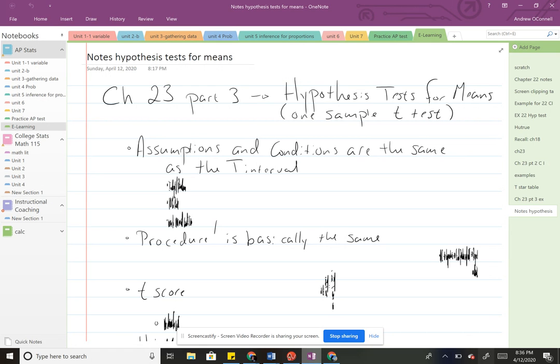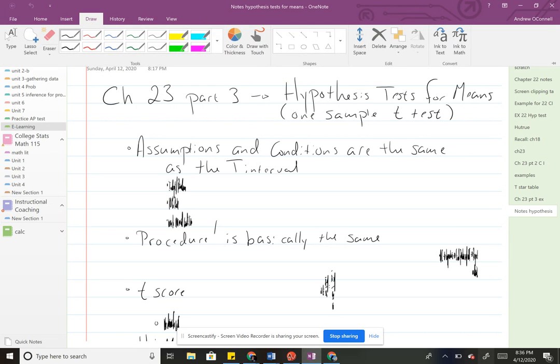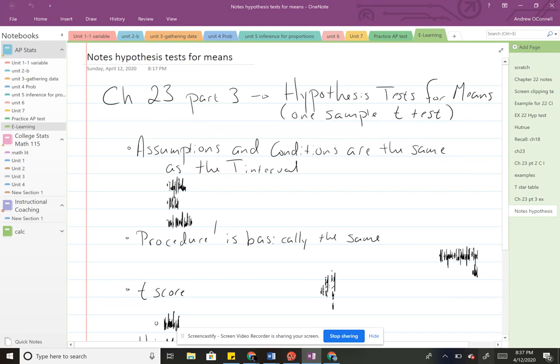Hey, this is some short notes for chapter 23, part 3, the last part of chapter 23. That's hypothesis testing for means. This is a one sample t-test. Since this isn't a live meet between me and you, I will hold a live meeting either tomorrow or the day after to take questions and go over this, but this is just to start you guys off.